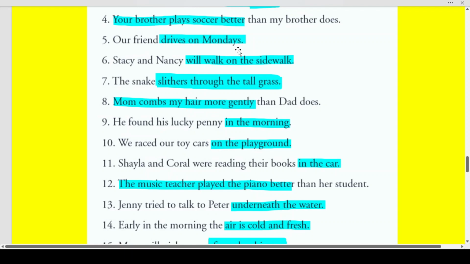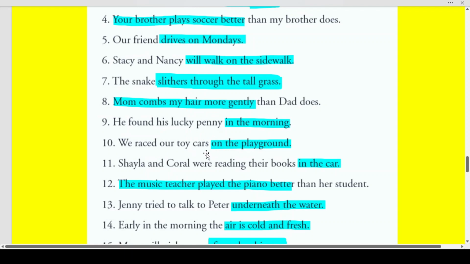Our friend drives on Mondays. When does our friend drive? Stacy and Nancy will walk on the sidewalk. Where will Stacy and Nancy walk? The snake slithers through the tall grass. Where does the snake slither? Mom combs my hair more gently than dad does. How does mom comb my hair? Mom combs my hair more gently. He found his lucky penny in the morning. When did he find his lucky penny? In the morning. We raced our toy cars on the playground.